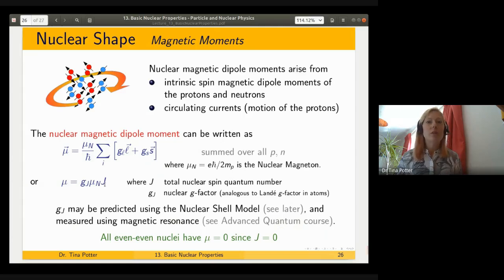So we can actually predict g_J from the nuclear shell model. We'll have a look at this later to tell us about the shape of a nucleus. And we can also measure it using magnetic resonance as well, like is done for some of the experiments here. So we do have these very special cases for even nuclei that have J equals 0, and they have a magnetic dipole moment of 0, i.e. they are spheres.